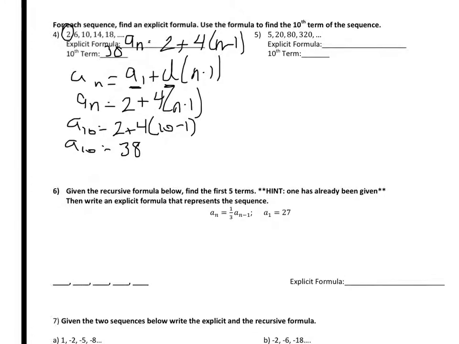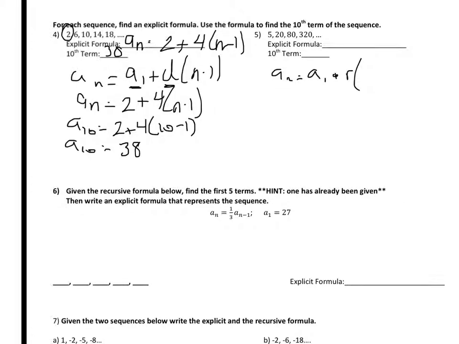Okay, question 5. Let's try arithmetic first. 5 plus 15 is 20, but then plus 15 is 35, so it's not arithmetic. Let's try geometric. 5 times 4 gives me 20, times 4 gives me 80. There we go. So multiplication by 4. Okay, so we got to use our geometric formula, which is still on the first page as well.